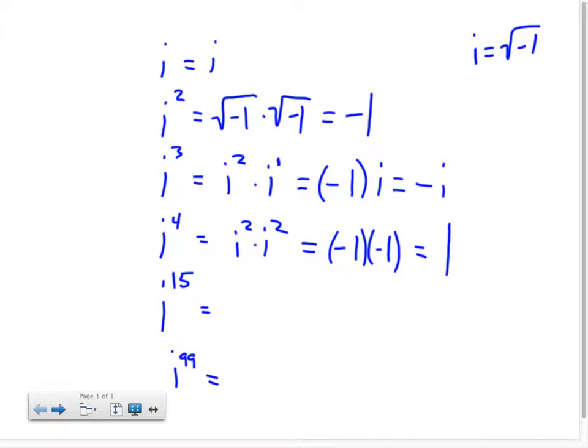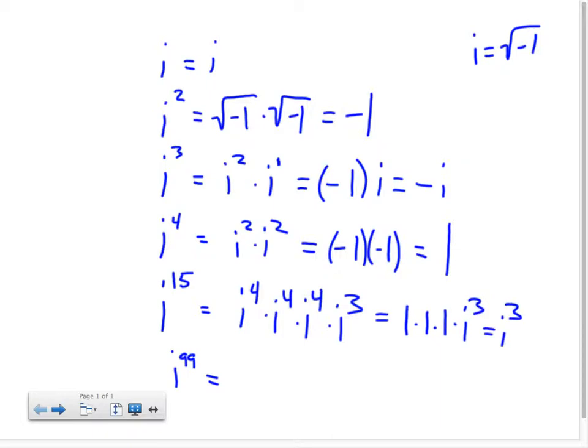But how would we figure out i to the 15th? Well, I'm going to be a little slick about this. I'm going to try to break down i to the 15th into things that I already know. So I already know what i to the fourth is. So I'm going to simplify this as i to the fourth times i to the fourth times i to the fourth times i to the third. Notice if you add 4 plus 4 plus 4 plus 3, you get 15. So these are equivalent. But instead of writing all those i to the fourths, they're really 1s times i to the third. So I could say that i to the 15th equals i to the third.